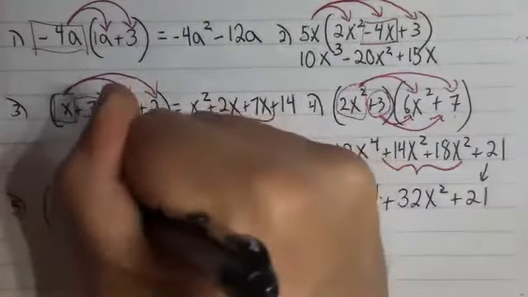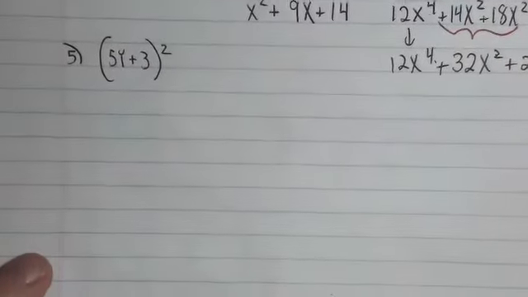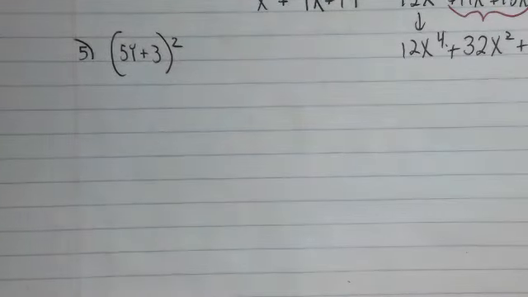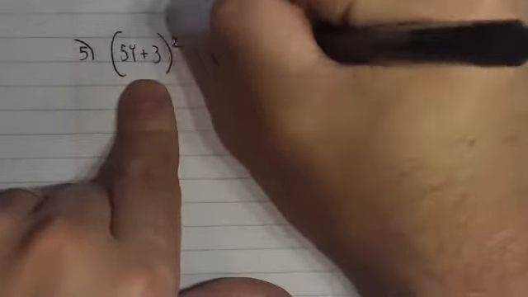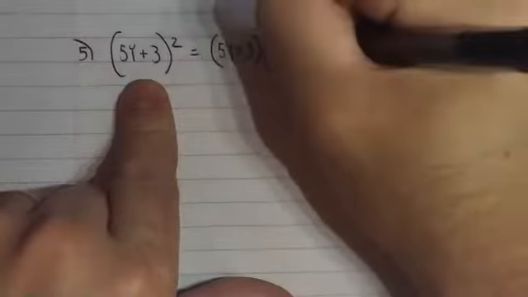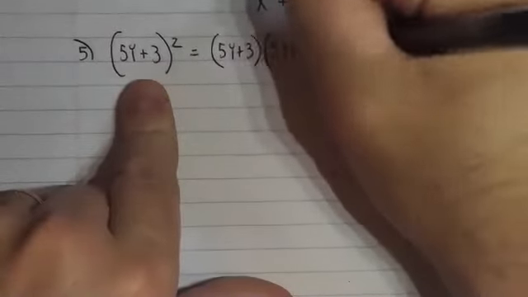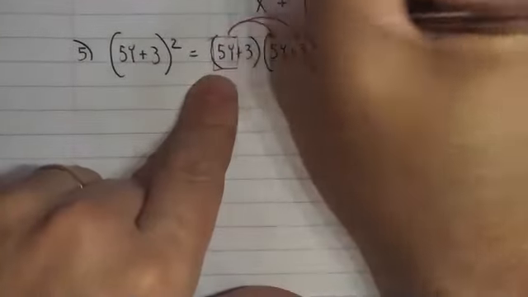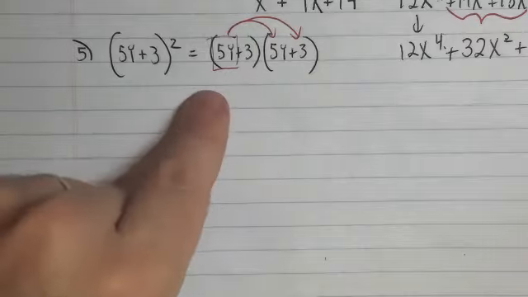Binomial times a binomial. Now, if you look at this one, number 5, you have 5y plus 3 squared. Okay, and what we're going to do is we're going to expand that out first. And what does that mean? That means 5y plus 3 times 5y plus 3. And once we expand it out, well, now, again, we can follow our distributive property. First term times both terms in the second term.